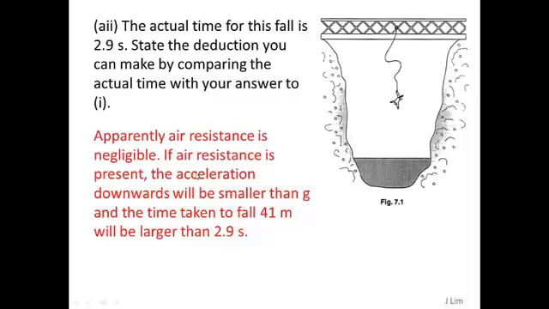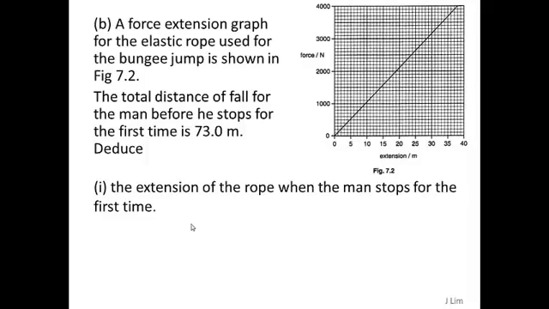If air resistance is present, the acceleration downwards will be smaller than g, and the time taken to fall 41 meters will be larger than 2.9 seconds.